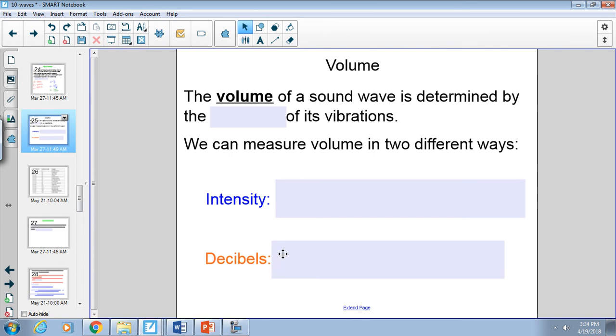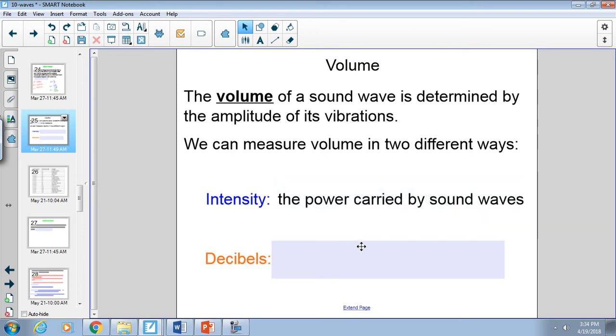Alright, the next thing we want to talk about when we deal with sound is this thing called volume. All of our headphones and iPods, iPhone, Android, whatever, you're on YouTube, Netflix, you've got the TV remote in your hand, you want to turn up the volume. So the volume of a sound is determined by the amplitude of its vibrations, and we can measure it in two different ways: intensity, how much power or energy that sound is carrying over, or decibels, which is just a ratio of the sound pressure.